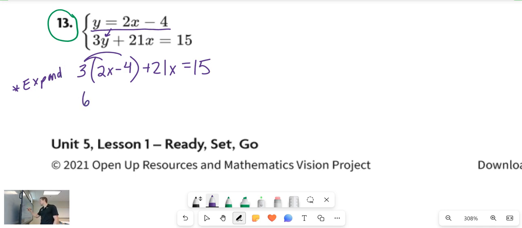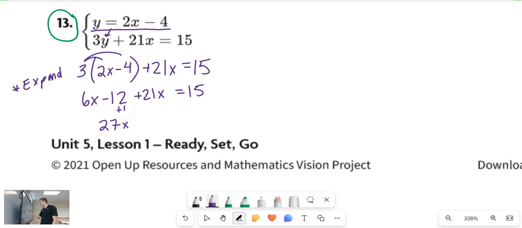All right, so we get 6x, that's 3 times 2x is 6x, and then 3 times negative 4, right? Because this is like saying minus 4, right? So 6x minus 3 times 4 is 12, plus 21x equals 15. All right, now we are going to combine the 6x and the 21x, right, to be 27x.